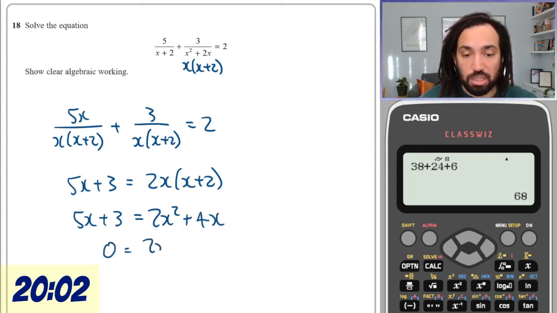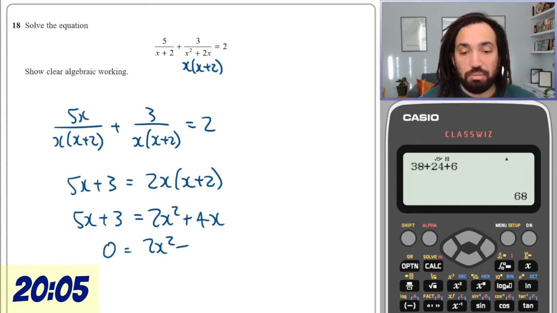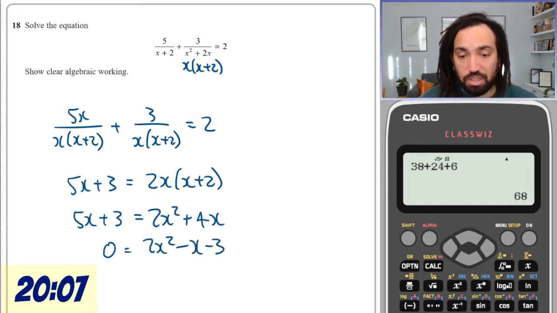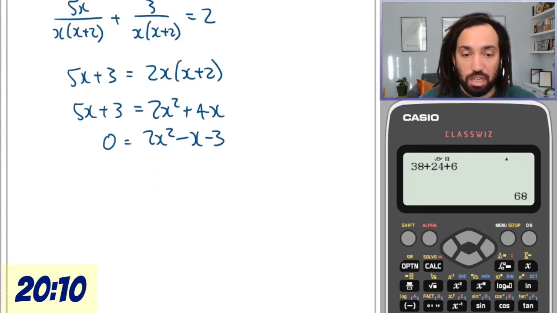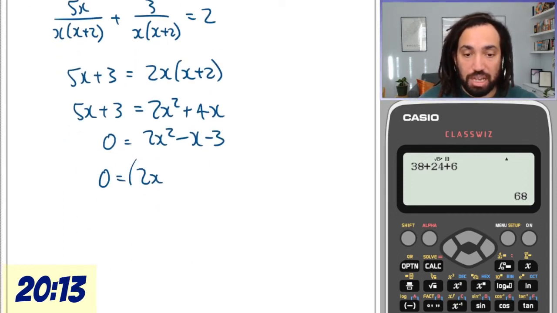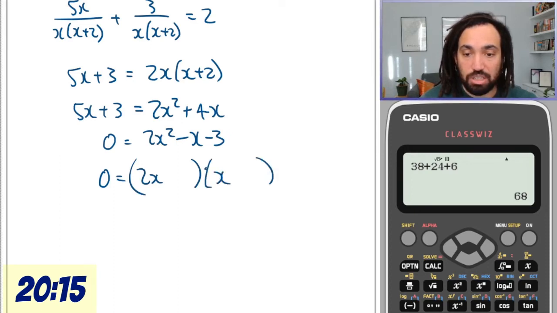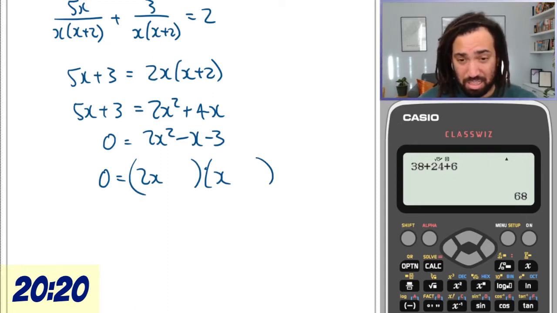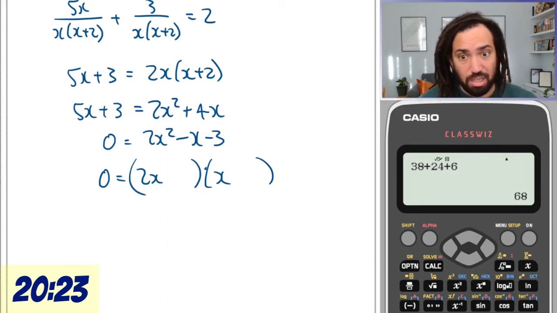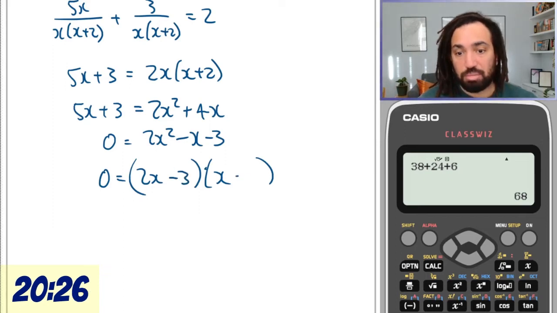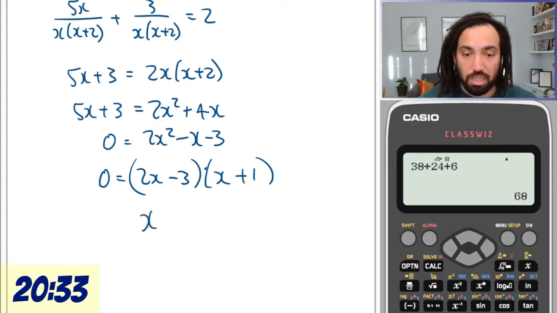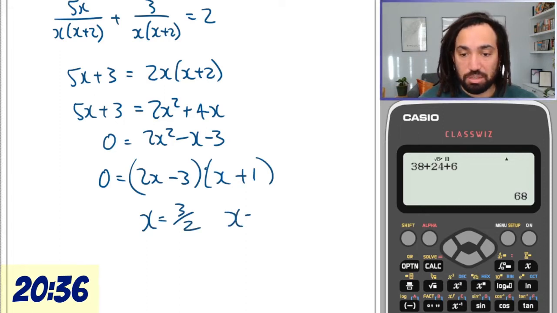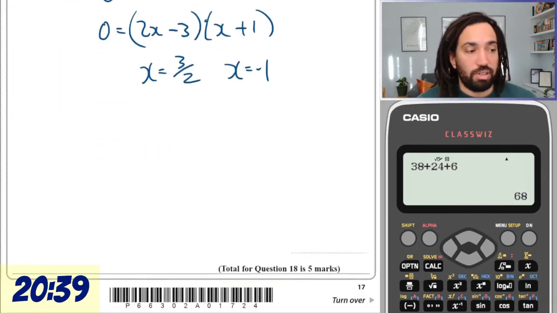Bring it all over to one side, so 2x squared minus x when that comes over, like so. And then we're going to factorise this, so 2x and x, we'll have minus 3 here and plus 1 there. It's worth checking to make sure that works. Yes, that does work. So x is equal to 3 over 2, or x is equal to minus 1. Perfect.